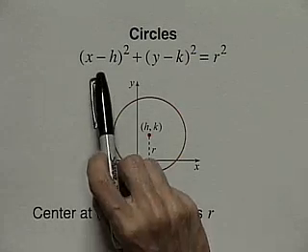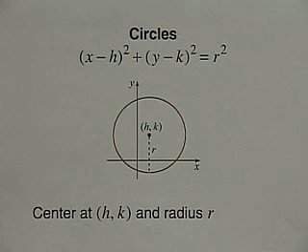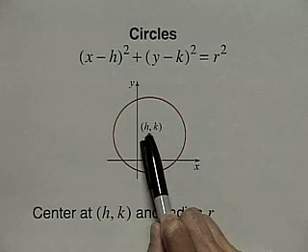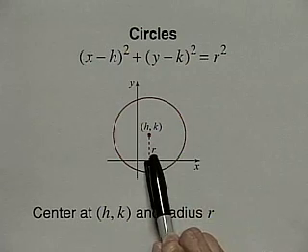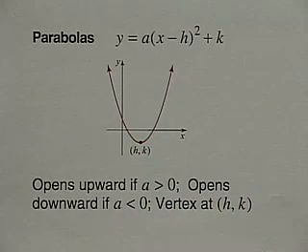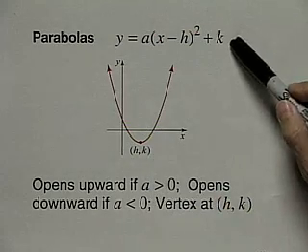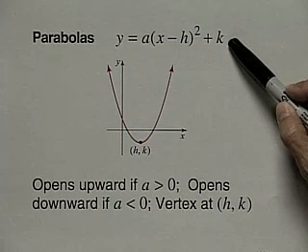Summarize. Circles have equations of the form x minus h squared plus y minus k squared equals r squared. And here's a graph of a circle with center (h, k) and radius r. Now parabolas. First of all, parabolas whose graphs are graphs of the equation y equals a times x minus h squared plus k.